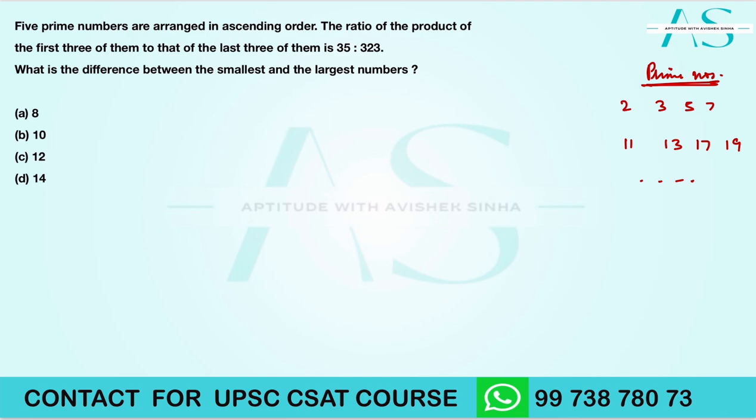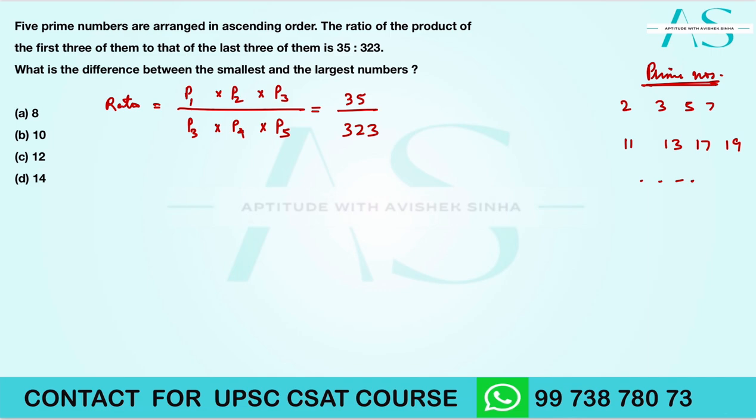Now, what is given in the question? Suppose we have the prime numbers as P1, P2, P3, P4 and P5. The ratio of the product of the first three, so P1 into P2 into P3 upon P3 into P4 into P5, this is exactly given as 35 upon 323.